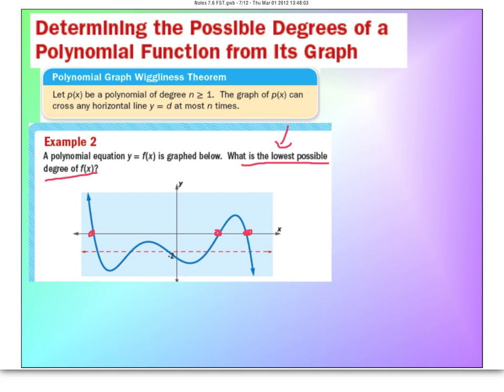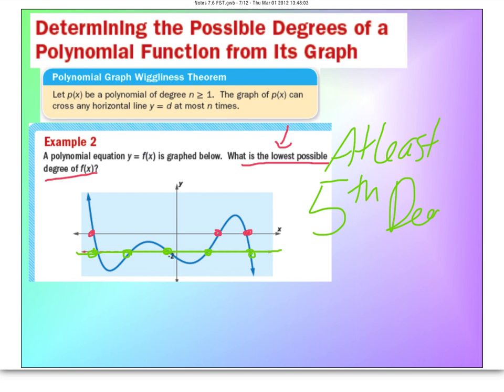There is this thing called the Wiggleness theorem that says if you draw a horizontal line such that it crosses in the most places, however many places it crosses is the lowest degree. So you're going to notice this dotted line that they just drew. When you do that, you're going to see 1, 2, 3, 4, 5. So here's what I know. This is at least a 5th degree polynomial. There could be more. There could be imaginary answers that I do not see. That's why it's at least a 5th degree.